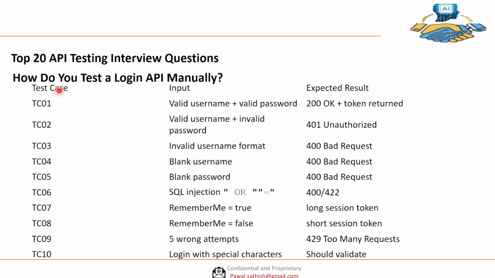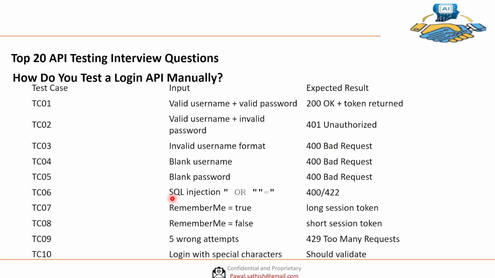Then how do you test a login API manually? Here we have found some manual test cases. A valid username and valid password: our expectation is 200, which means OK status and token returned. If the user enters a valid username and invalid password, then 401. If the user enters an invalid username, or a blank username and blank password, and clicks on the login button, then we send the response 400, which is nothing but bad request.